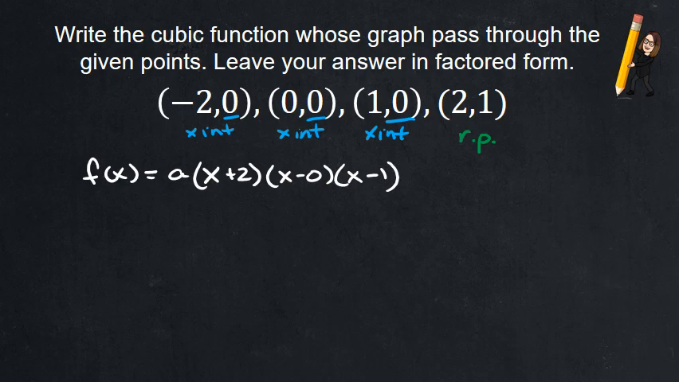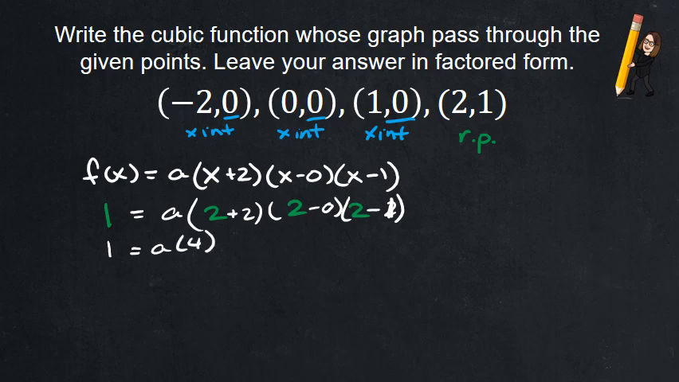Now I need to find my a value. So I'm going to plug in my random point for my x and y values. Oops, that's a 1 there. All right, so let's see what we have here. I have 4 times 2 times 1. I have an 8a, it looks like, is equal to 1. So if I divide that over, I have an a value of 1/8.